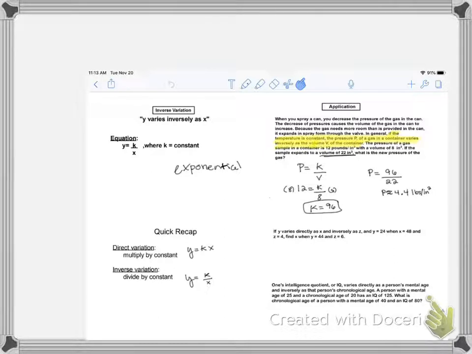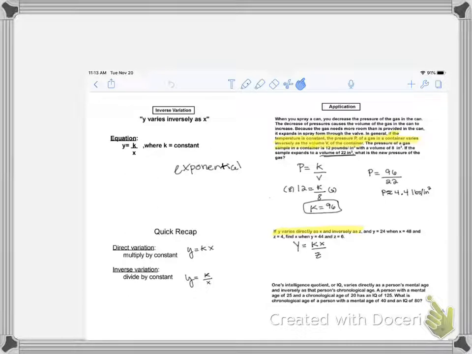So if y varies directly as x and inversely as z, and y equals 24 when x equals 48 and z equals 4, find x when y equals 44 and z equals 6. So I want to read that first part again. If y varies directly with x and inversely with z, so that would be k times x, but inversely with z, so that'd be divided by z.